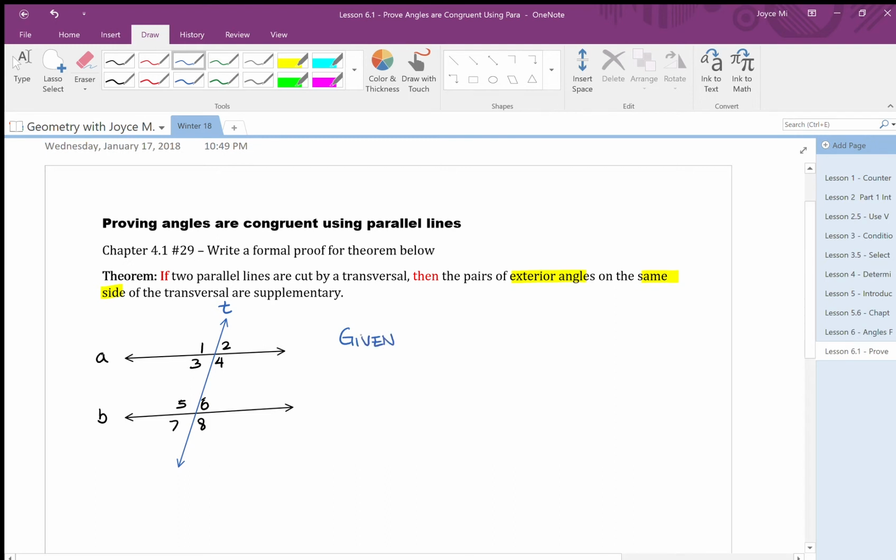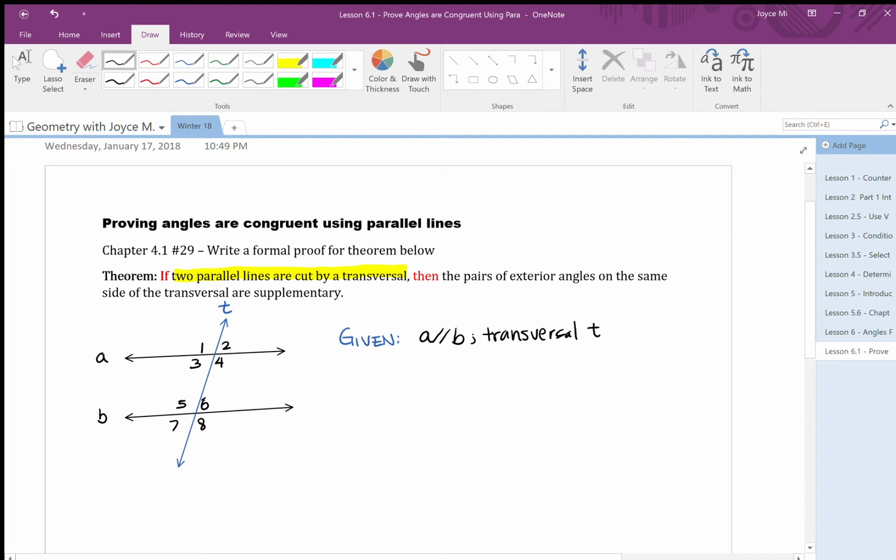Here, the given statement is the hypothesis of the theorem, which is the part after the "if." This part is your hypothesis, which is the given. So I'm given two parallel lines cut by a transversal. Using the picture, the parallel lines are A and B. So I am given A is parallel to B, and I'm also given transversal T.